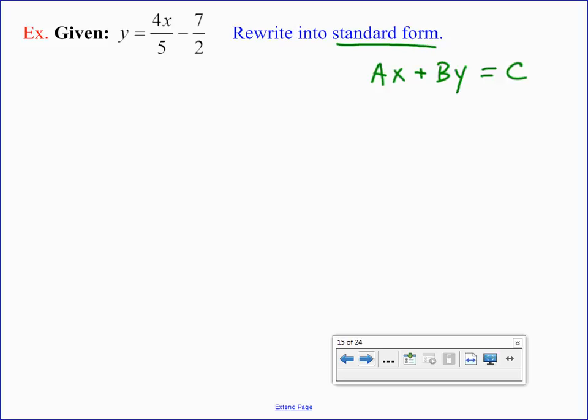This time, however, I have multiple fractions. So tell your partner what the best first step will be to do for this one, and be ready to share with the class. So what's the best first step going to be for this one?